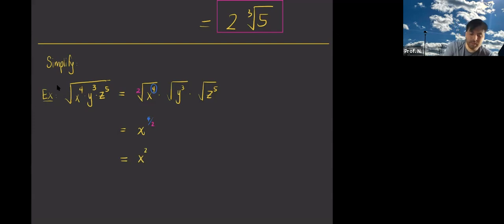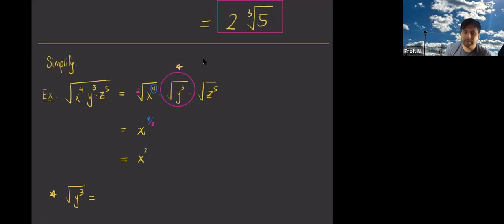Now the problem arises when I have something like this. I'm going to put a little star here. What in the world does y cubed simplify to? How do we even approach this? Obviously, if I try to do the same thing that I did here, it wouldn't work because 3 cannot be divided by 2 evenly. I would have another fraction. I'll have y to the 3 halves. I don't want that. So what do I do?